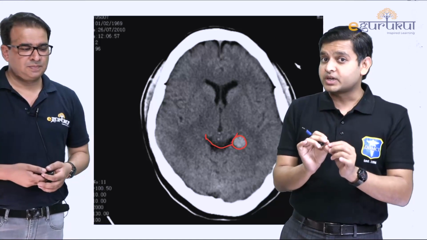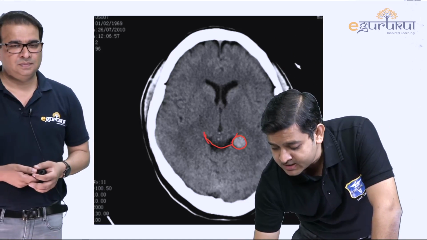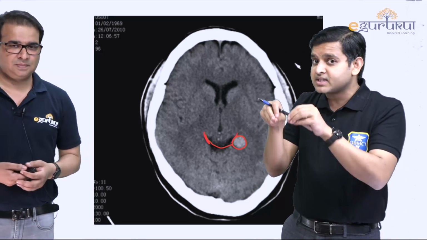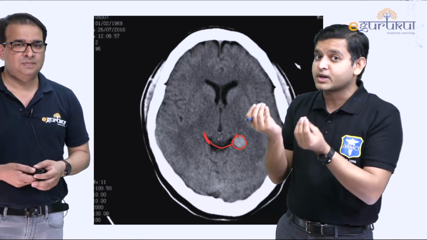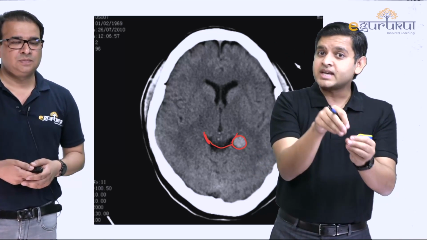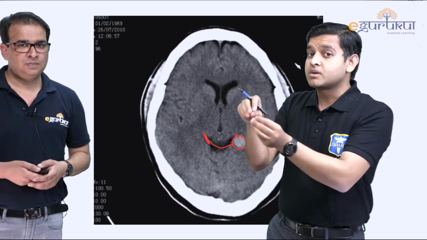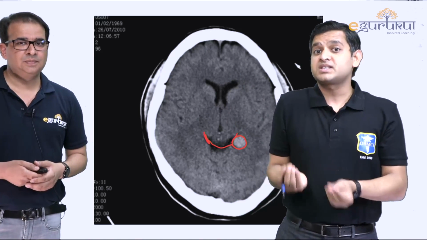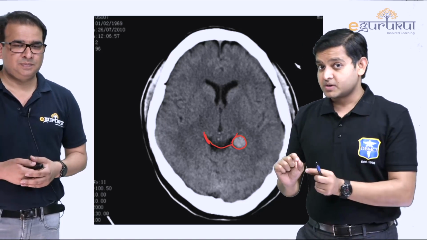Now why is this important? If you see blood in this area, we know it's the subarachnoid space, and the blood is in the subarachnoid space, so it has to be a subarachnoid hemorrhage. Now the examiners are very fond of asking this kind of question: there is blood in the ambient cistern, which aneurysm are you most likely to see? So this is a PCA aneurysm. Okay, PCA aneurysm.